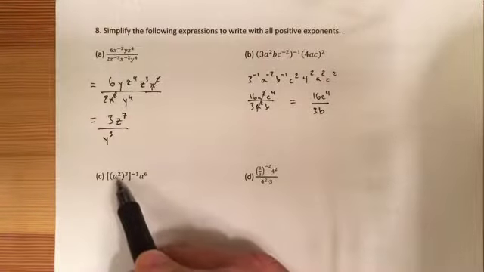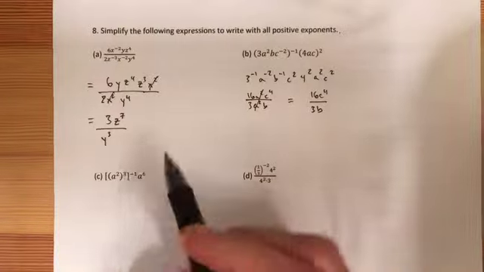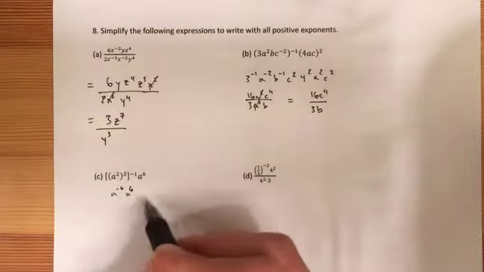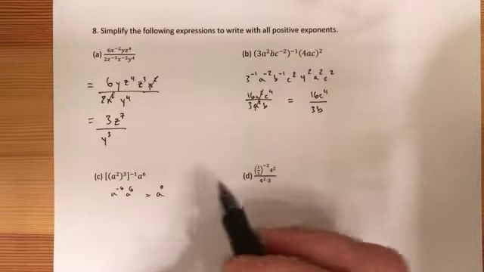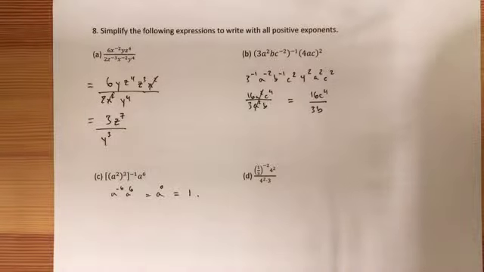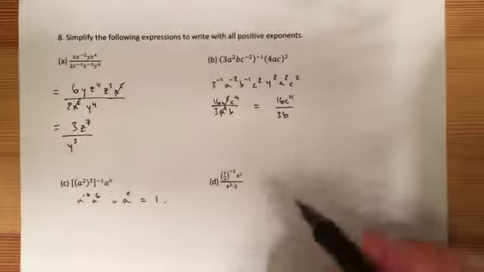Okay, so I multiply these exponents. So 2 times 3 is 6, times negative 1 is negative 6. So this is a to the negative 6 times a to the 6. Now I add these exponents and get a to the 0, but a to the 0, of course, is 1, because it means multiply 1 by a no times.